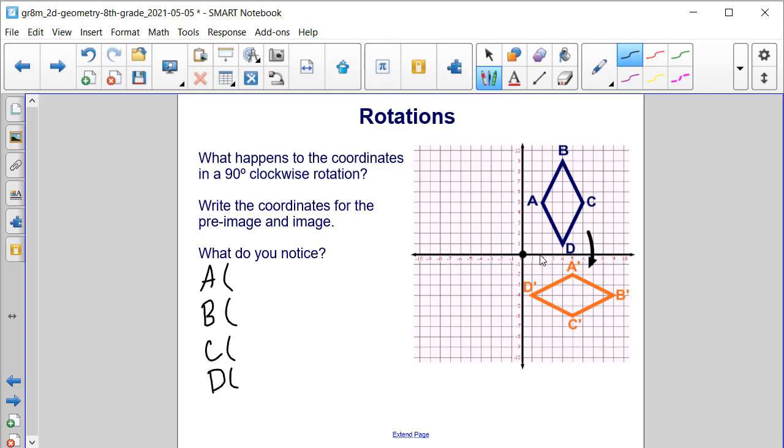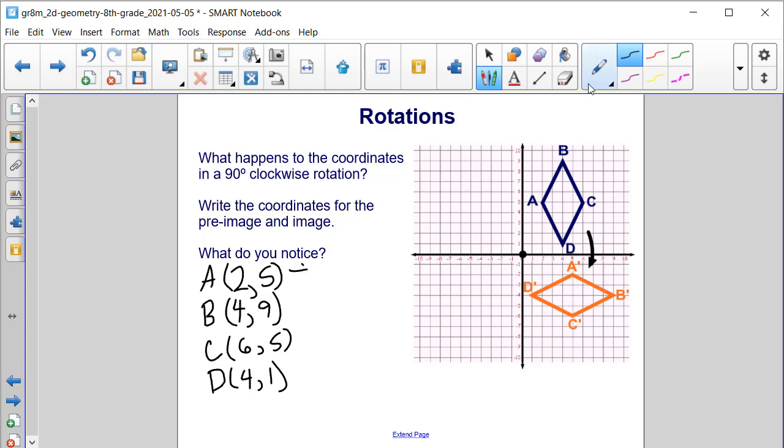So the coordinates for point A are (2, 5). Coordinates for point B are (4, 9). Coordinates for point C are (6, 5). And the coordinates of point D are (4, 1).